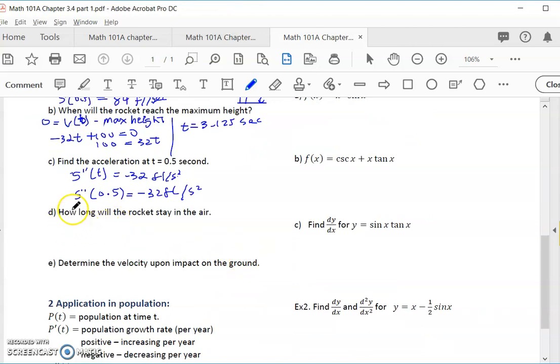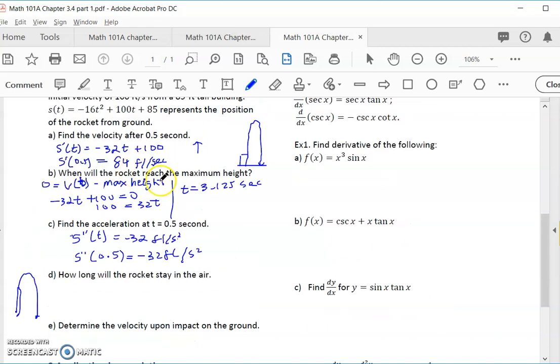How long will the rocket stay in the air? So it stays in the air, if you draw a picture, if you have a rocket and it reaches the ground. So we'll look at when the rocket will reach the ground. What is the time it will reach the ground? So let's say s is equal to 0. s is 0 is when it reaches the ground. We will say 0 equals negative 16 t squared plus 100 t plus 85. It's a quadratic equation solved by the quadratic formula.